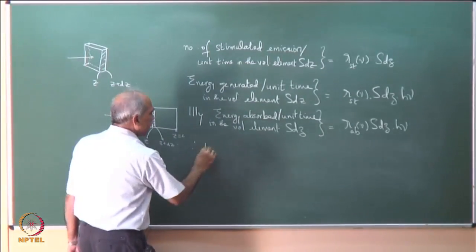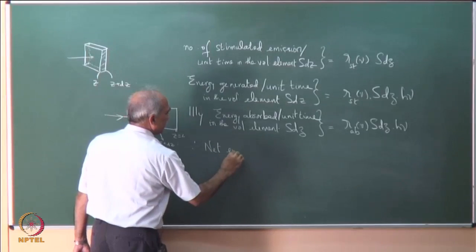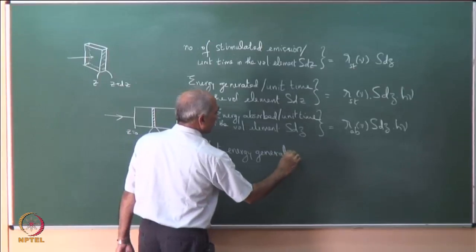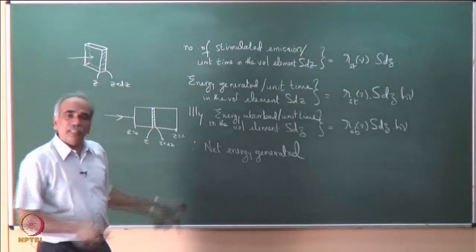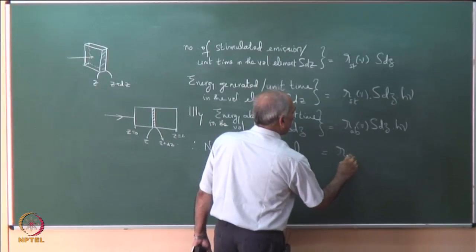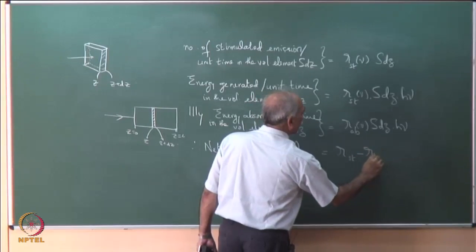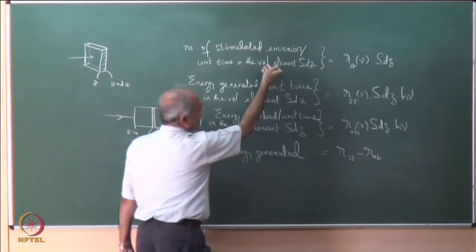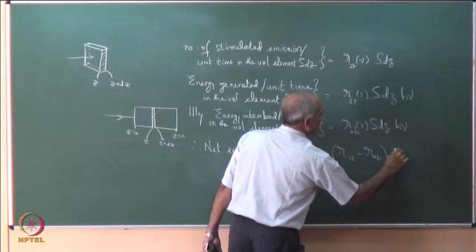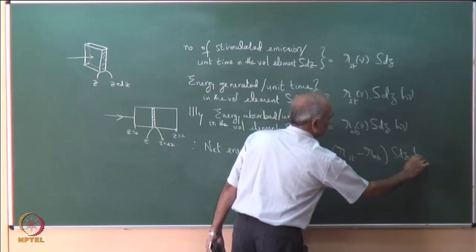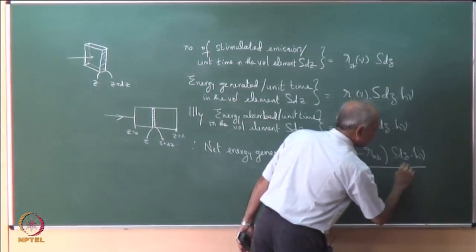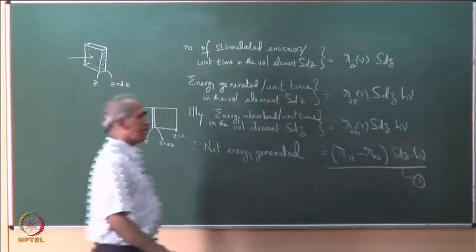Therefore, the net energy generated per unit time in the volume element S dz is equal to R S T minus R A B. This is generated and this is absorbed. Therefore, the net generated is equal to this into S dz into h nu. Okay. So, net energy generated.